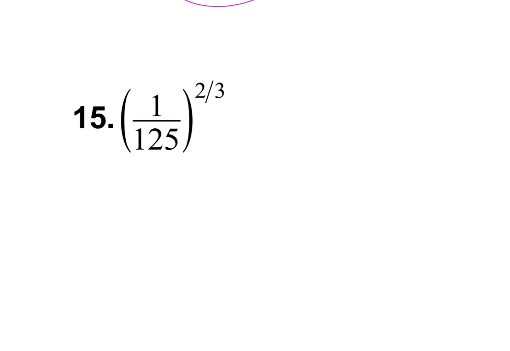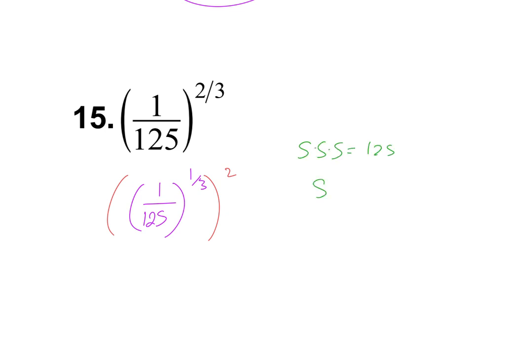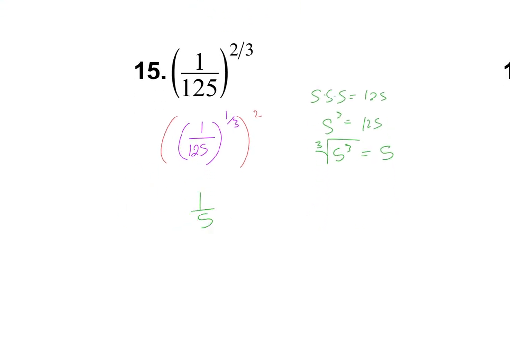So 125 to the 1/3 power. I'd rather deal with that first and then square it because I know that 5 times 5 times 5 is 125. So 5 cubed is 125, and the cube root of something cubed is just that thing. So this is 1/5 squared.